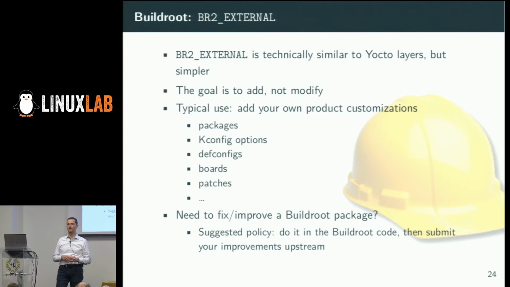You can add packages, kconfig options, defconfigs, boards, patches, and so on, but not modify lower layer packages. So if you find a bug or a missing feature in a Buildroot recipe, the recommended thing is you do it in Buildroot and send your patch upstream, and keep in your own layer, your external directory, only what is really specific to your private packages and private code.